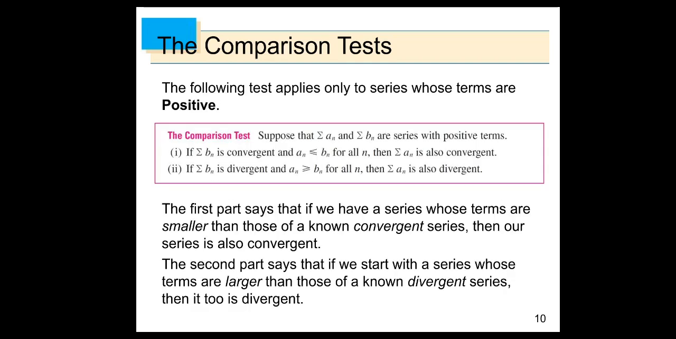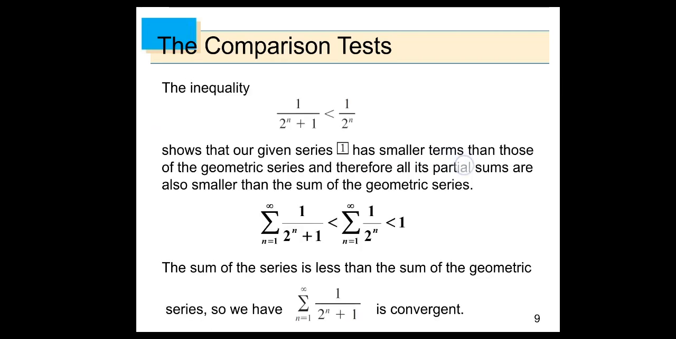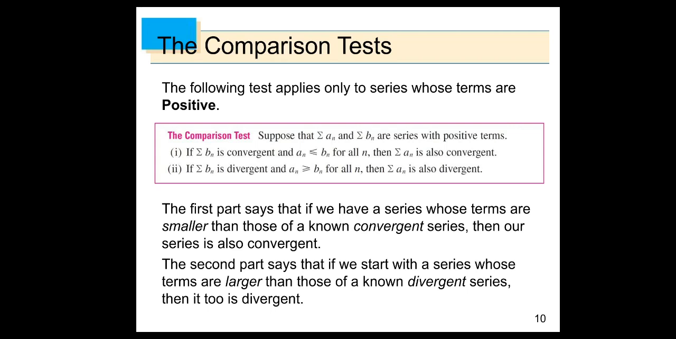Now, the following test applies only to series whose terms are positive. What do we do in our comparison test? Suppose that sigma a sub n and sigma b sub n are series with positive terms. It means that the terms of both series must be greater than 0. They should not be less than 0, understand?